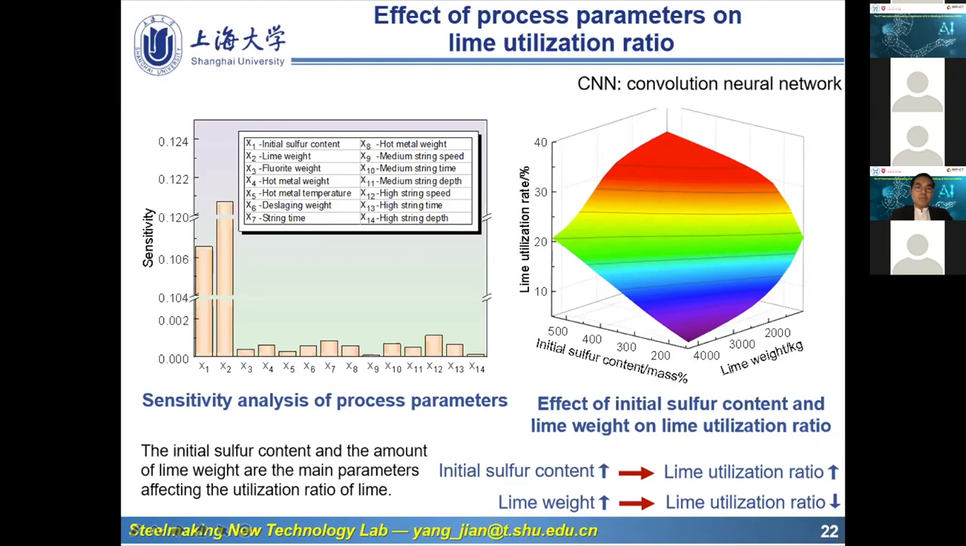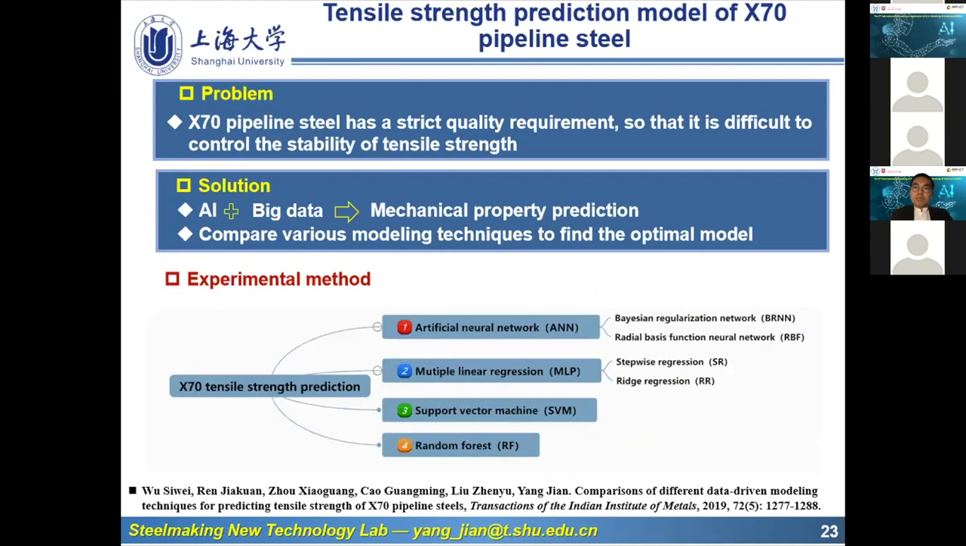Okay, and I'd like to show you the tensile strength prediction model of the X70 pipeline steel. The problem is the X70 pipeline steel has a very strict quality requirement, so it is difficult to control the stability of the tensile strength. So to solve this problem, we use AI technology combined with big data to make the mechanical property prediction, and to compare various modeling techniques and find the optimal model.